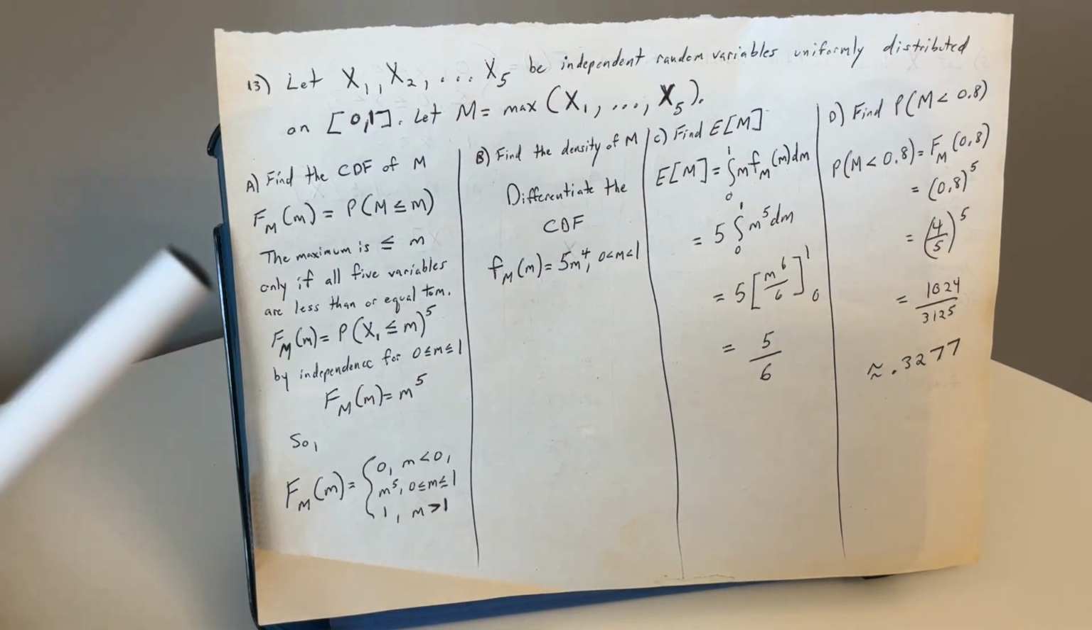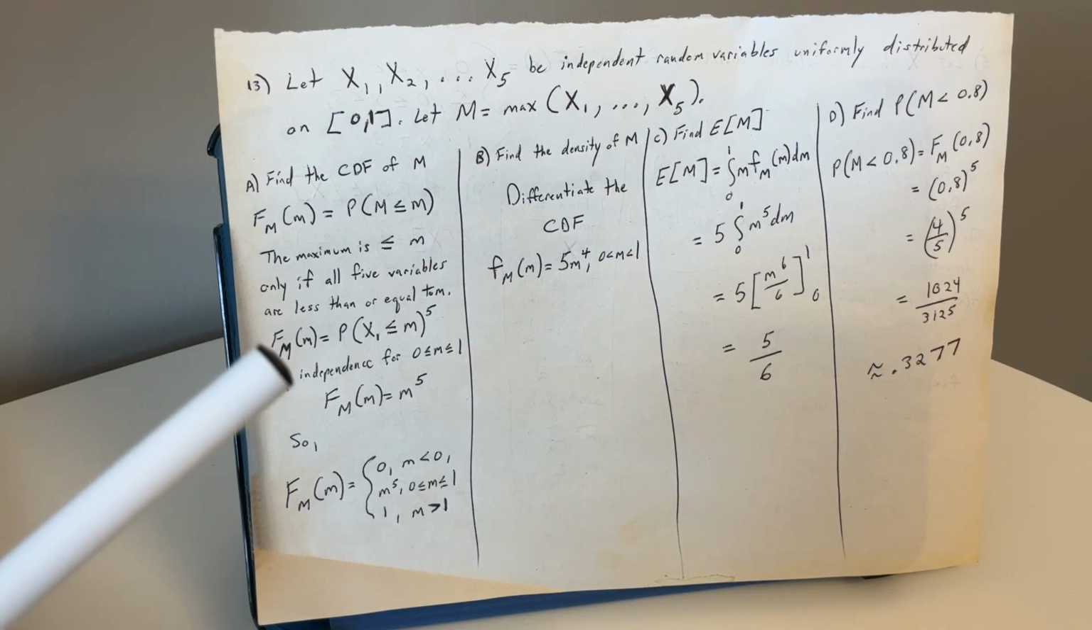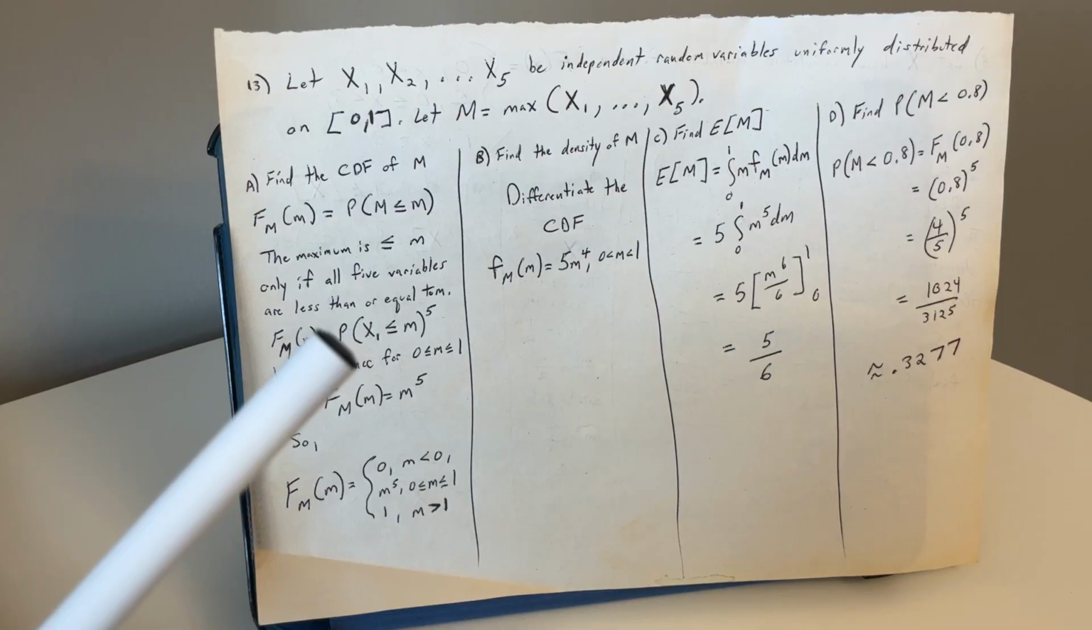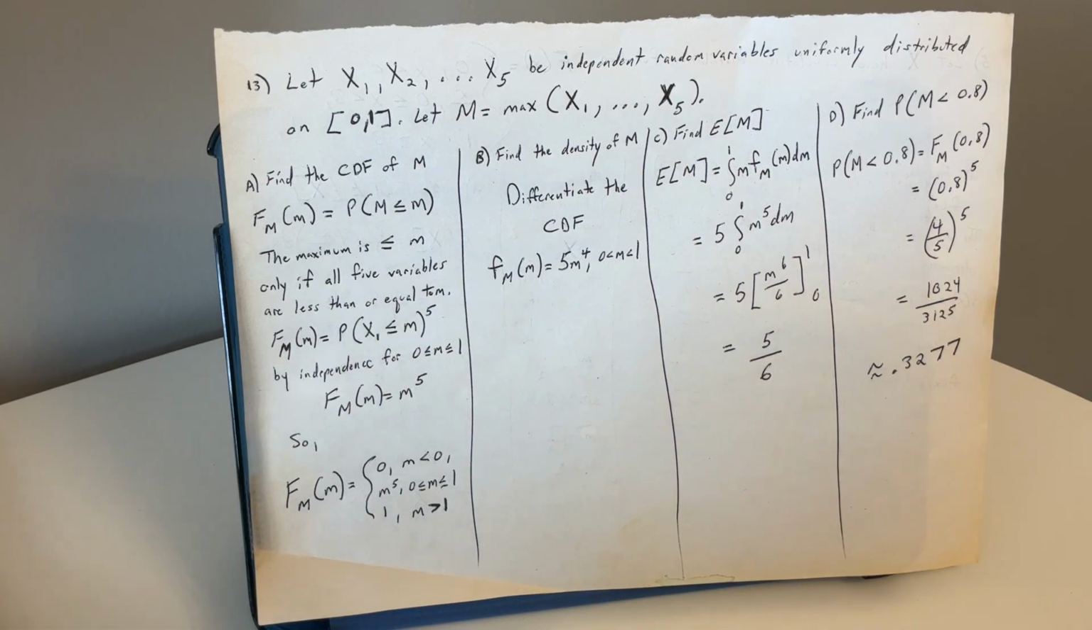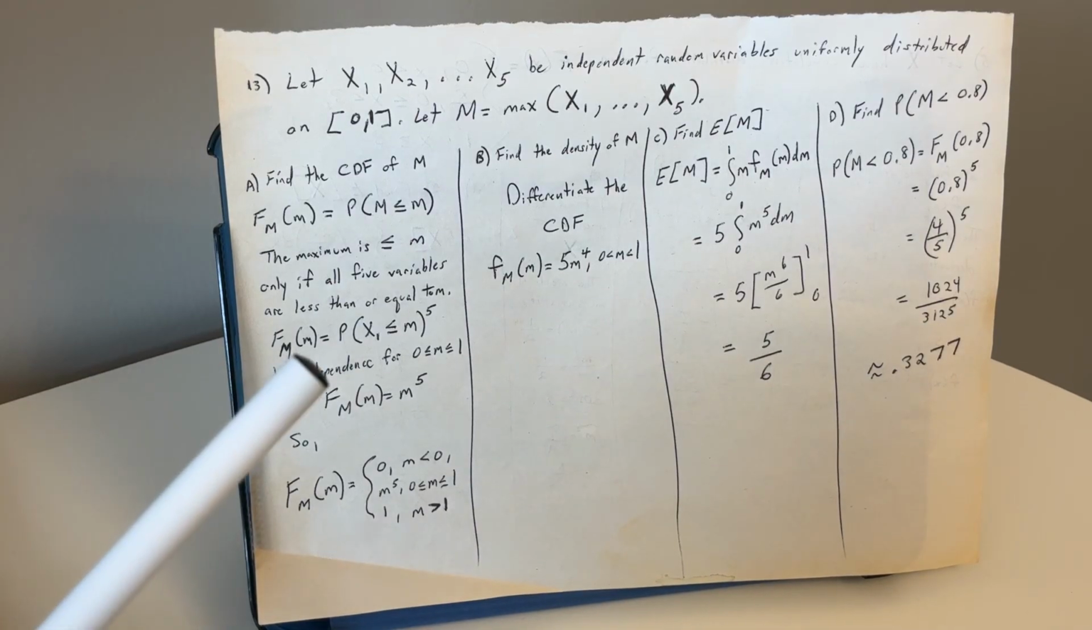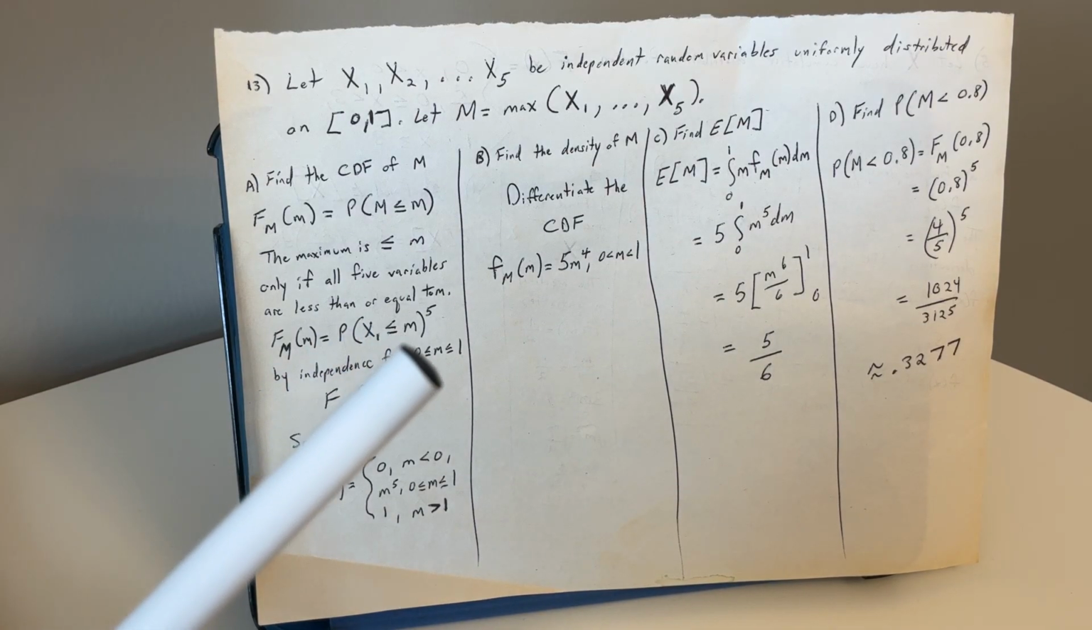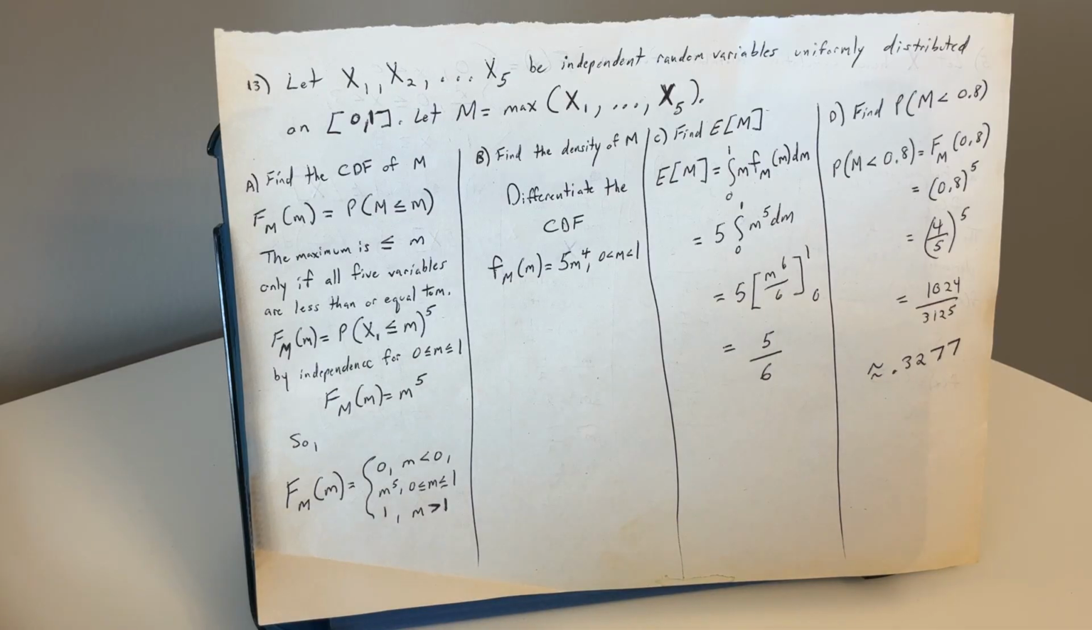So, what we could say here is that F sub capital M of lowercase m equals the probability that X sub 1 is less than or equal to m, raised to the 5th, by independence, for 0 less than or equal to m less than or equal to 1. So F sub capital M of m equals m to the 5th.